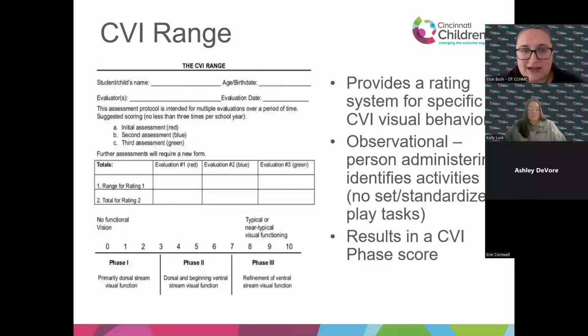And Kelly had mentioned the CBI range above. I'm going to brush on it a little bit because it is a more widely talked about tool within the CBI community and CBI field.